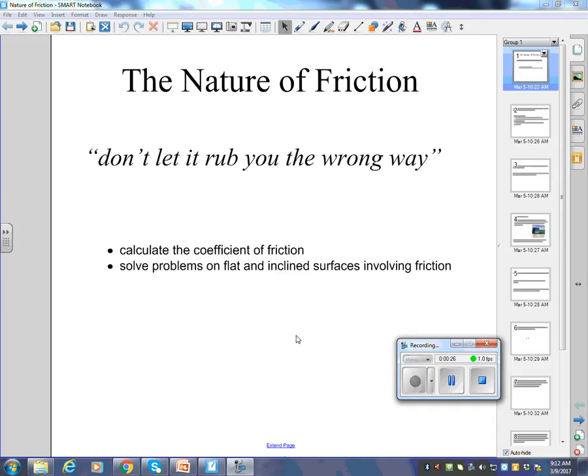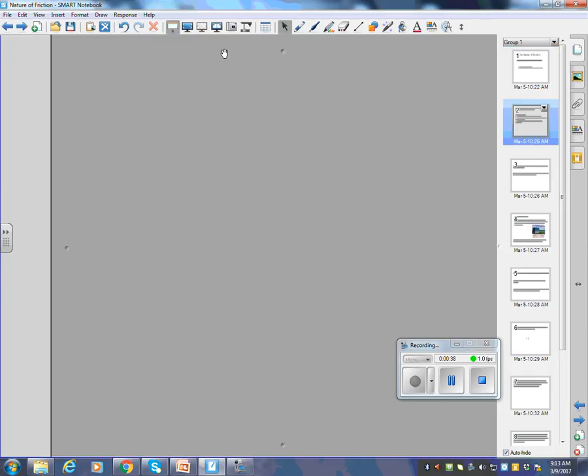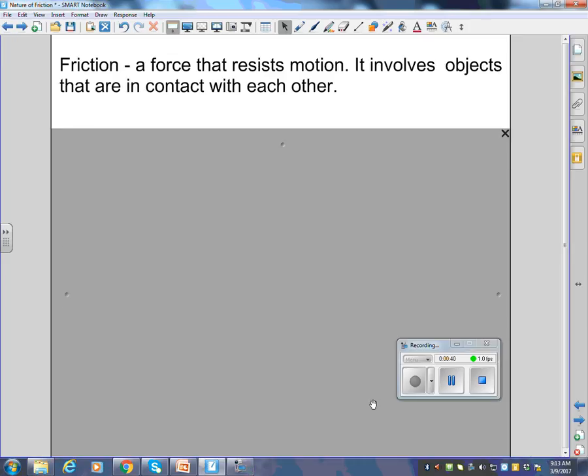Alrighty, so let's talk a little bit about friction. We're going to calculate the coefficient of friction, which you might remember, and solve problems on flat and inclined surfaces involving friction. So in grade 11, you would have done a little bit of the mu stuff. So we're going to take that one step further today. So, a quick refresher about friction.